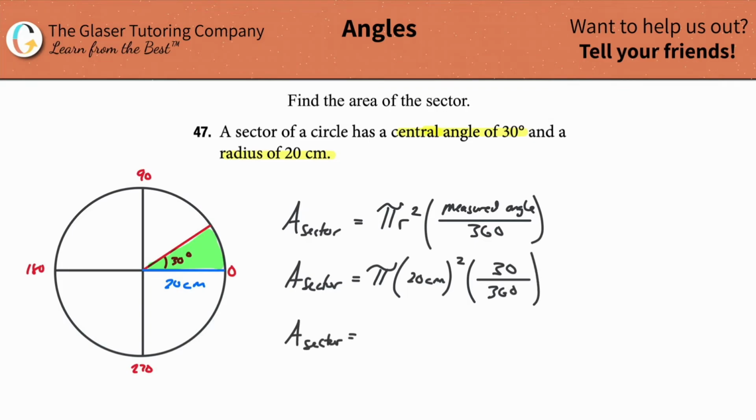So let's do the math. 20 squared becomes 400. That's 400 pi multiplied by 30 over 360. We can reduce this if we wanted. By 10, this would be 3 over 36. And then you could further reduce that to 1 over 12. So this is basically now multiplied by 1 over 12.